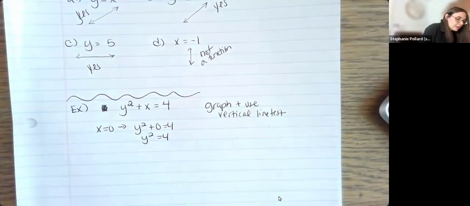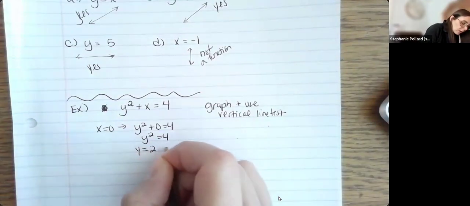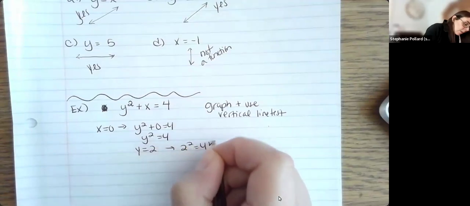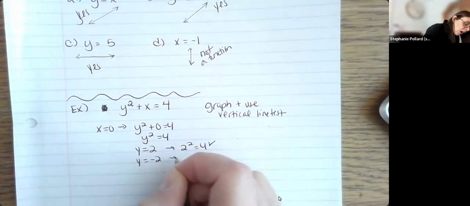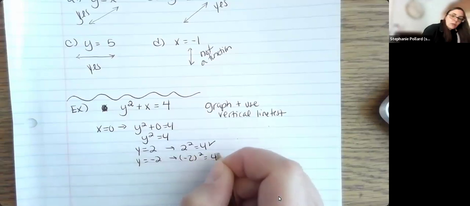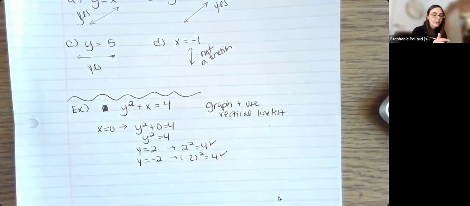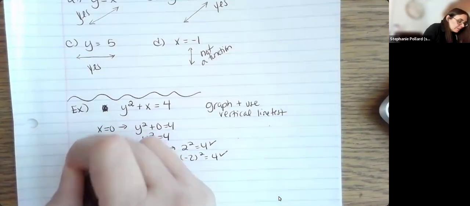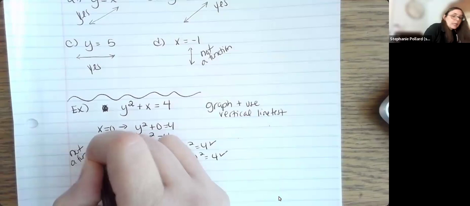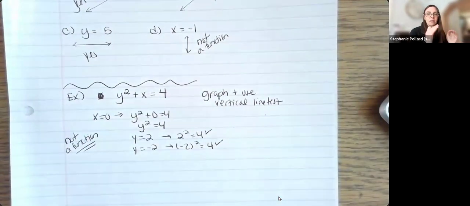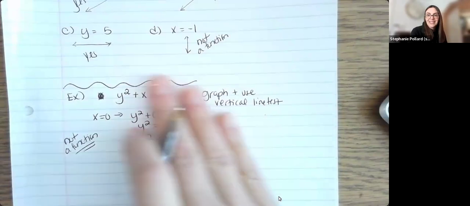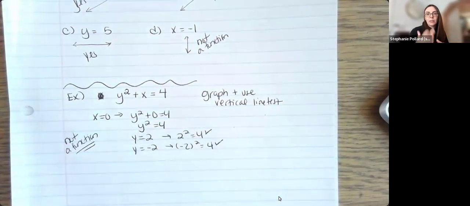Now, if I think about this, well, if y was 2, that would work, right? Because 2 squared is 4. But if y was negative 2, that would also work because negative 2 squared is also 4. So here's one that is not a function, that is not just a vertical line. So again, my point is that you don't have to stress too much about this just yet, but there are other examples that exist that are not vertical lines. Like circles, for instance, are not functions. Ovals, here's an example. So there are other things that are not functions.